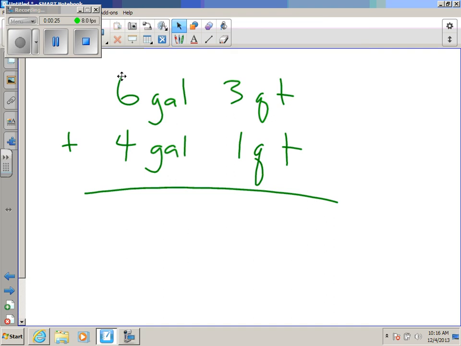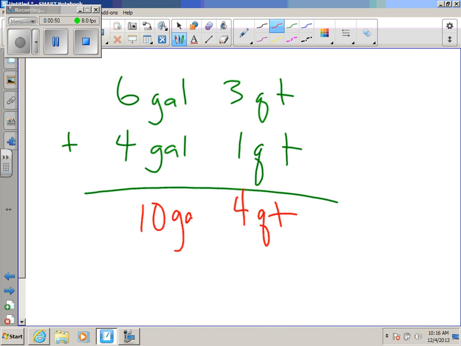And just like in algebra, just like in any other kind of math that you do, you can only add together like terms, things that are alike, especially when you start classifying them as certain things. I can add 3 quarts to 1 quart because they're both quarts. That gives me 4 quarts, 6 gallons, and 4 gallons is 10 gallons. Okay, that's all fine and good, but they want you to simplify.